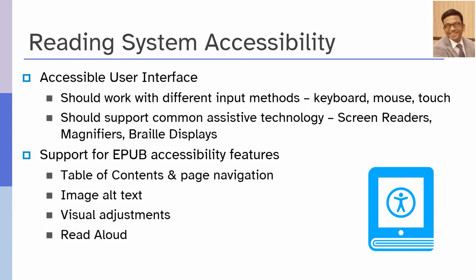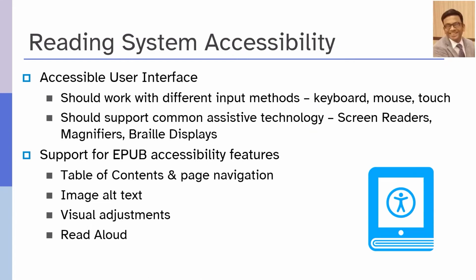It should also support visual adjustments. Users should be able to adapt the visual presentation according to their requirements. They should be able to change the text size, the line spacing, word spacing, font, even the background color and the foreground color. So the app needs to provide these features for the users. The app should also have a read aloud feature. It should be able to use text to speech to allow the user to hear the content of the EPUB.